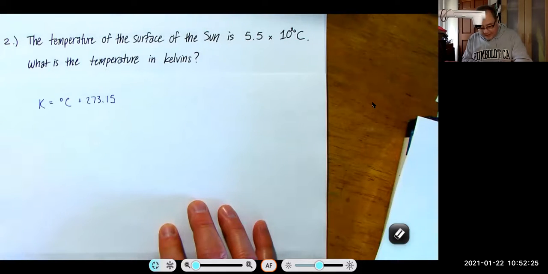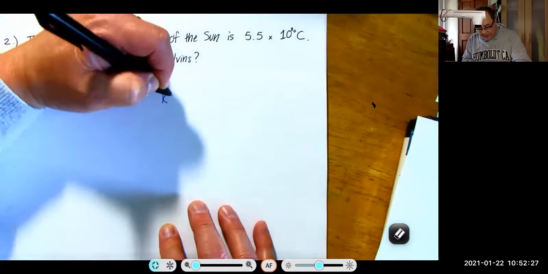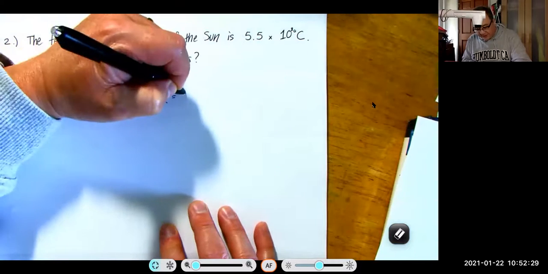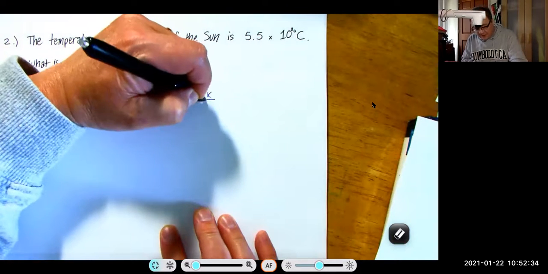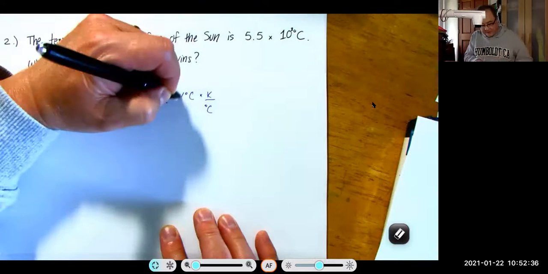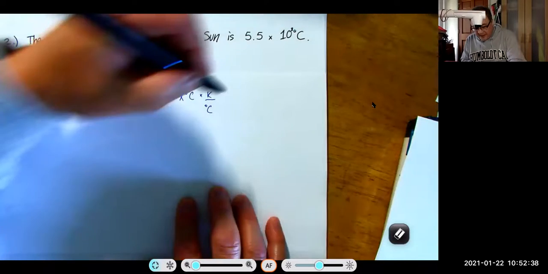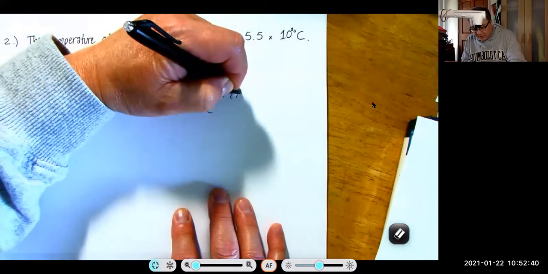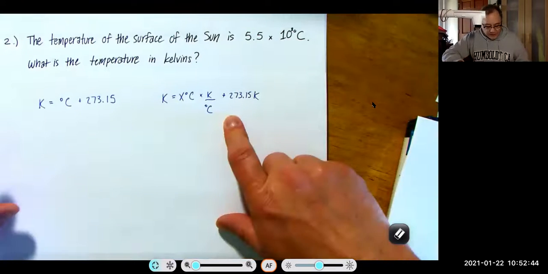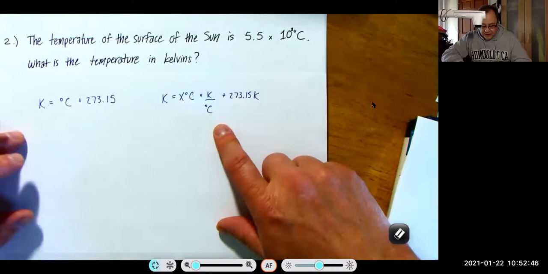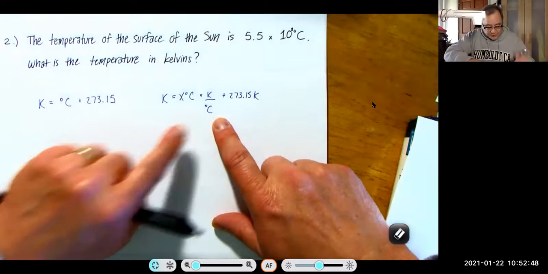To get the Kelvin, you take the degrees Celsius temperature and you multiply it by K over degrees Celsius. So I'm going to put X degrees Celsius and you add 273.15 K. So that shows you what happens with the units. Now for this temperature conversion, I'm not interested in this. I'm just interested in you doing this.